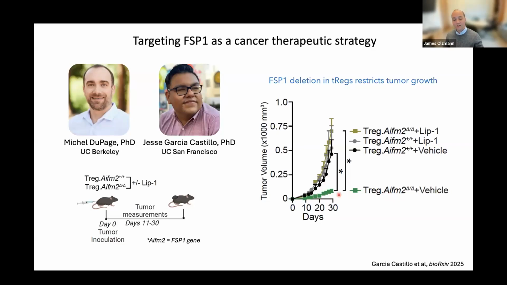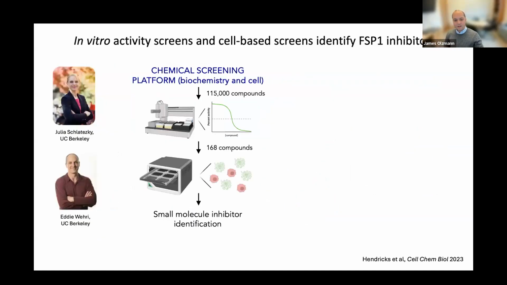tumor restriction. And this was because this led to increased conventional T cells, which are CD8 positive, which were then suppressing the tumor growth. And these together suggest that targeting FSP1, both in the tumor for triggering of ferroptosis, as well as for the regulation of the immune system, may both have therapeutic benefits. So these motivate us to look into the development of small molecule inhibitors.